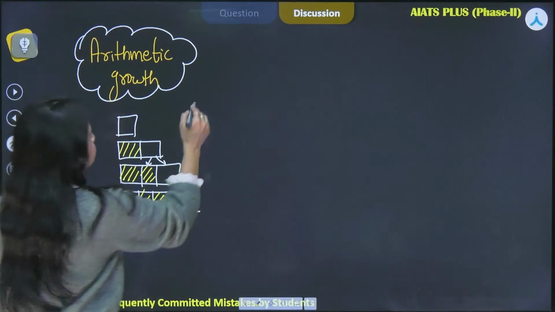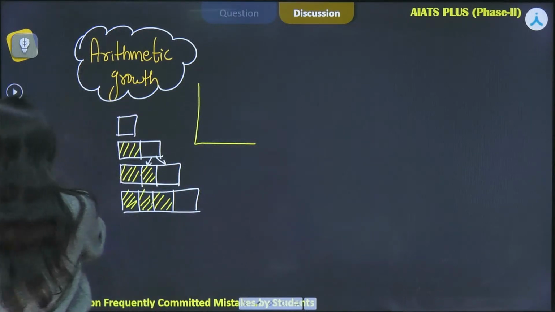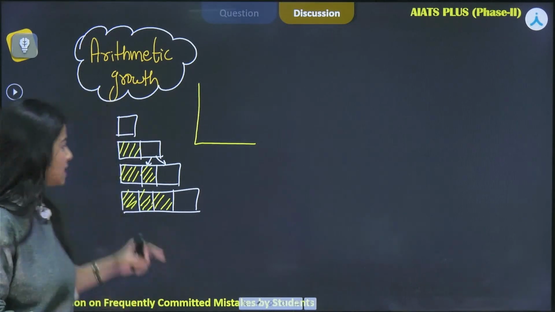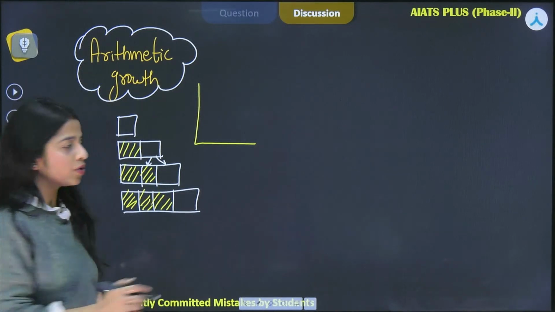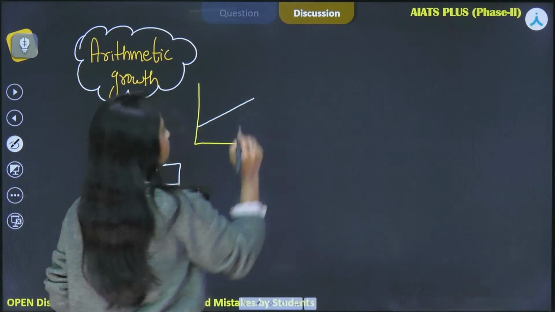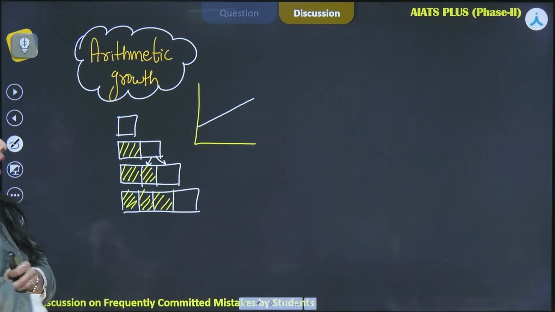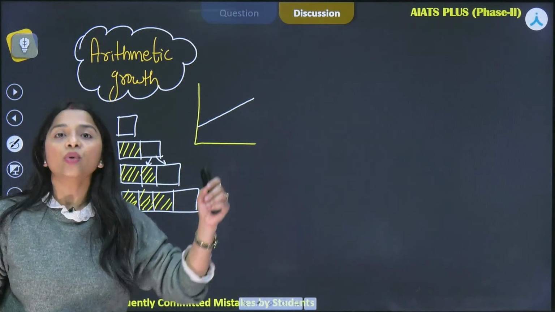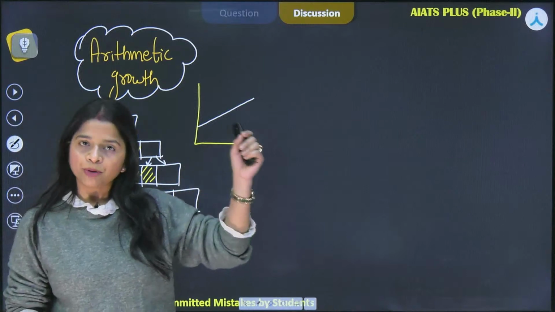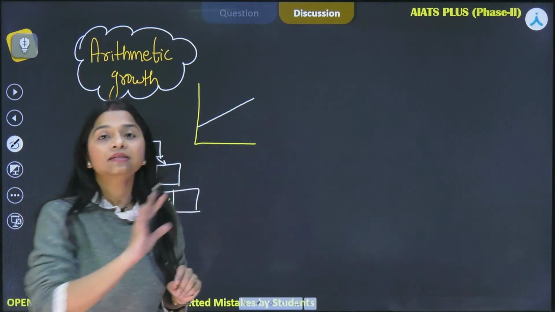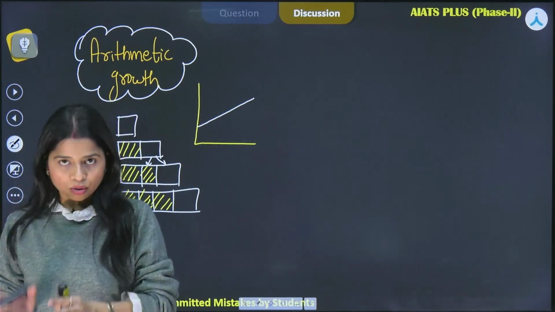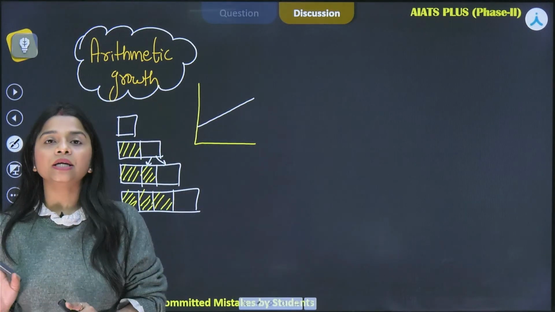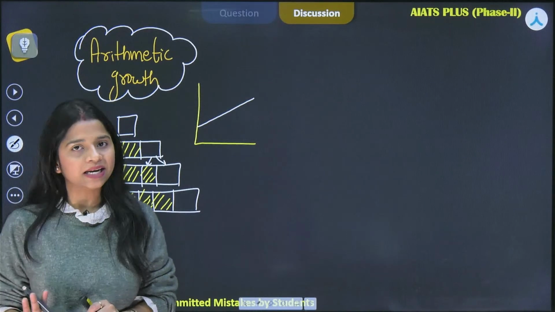And if we are considering a graph for arithmetic growth, it will be a straight line graph, because constant growth is being observed over here. And if a question is asked about the related equation or maybe a component of that particular equation, what do we understand by that? So the growth, its meaning, its example and the particular equation should be very well clear with you.